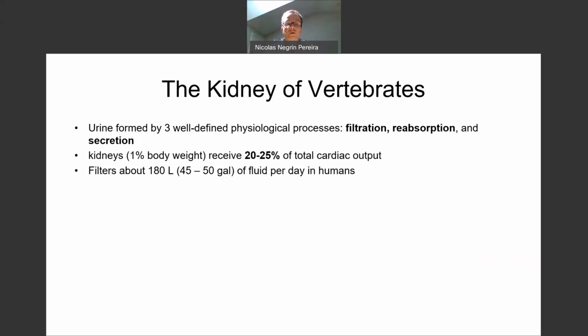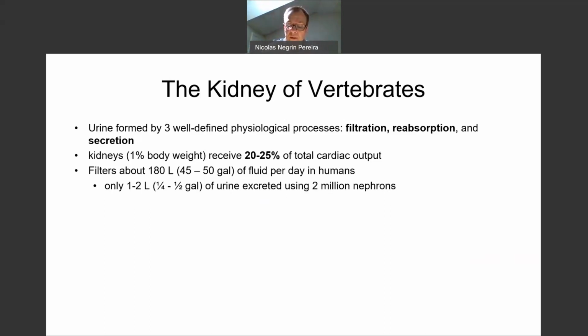That allows the kidney to filter about 180 liters, between 45 and 50 gallons, of fluid per day. But of course, most of this filtrate will end up being reabsorbed, because if not, the individual would very rapidly be depleted of water and most of the important ions present in the body. So in an adult human, the volume of urine formed in one day will be between 1 and 2 liters, between a quarter and half a gallon per day.